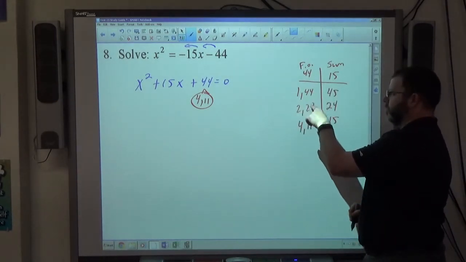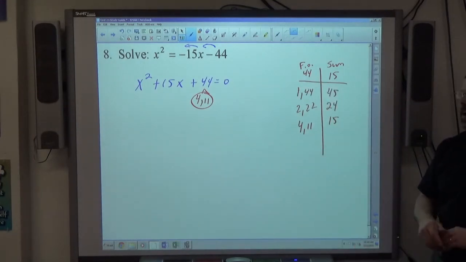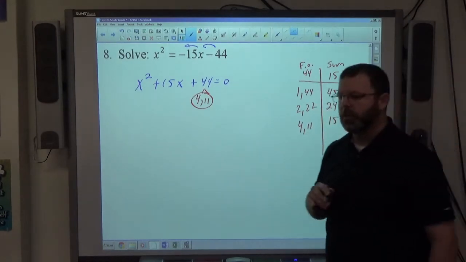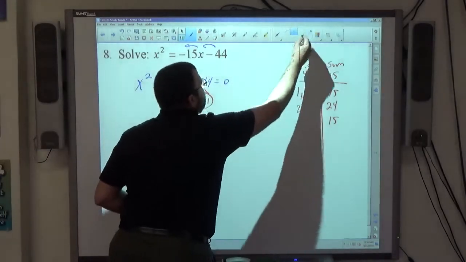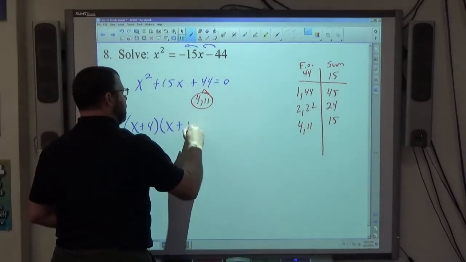1 plus 44, 2 plus 22, 4 plus 11. So if you can figure it out off the top of your head like that, fine. If you can't, just systematically go through all the possible ways of doing it, and you'll find the right pair. So that gets me a factored form of x plus 4 times x plus 11 equals 0.